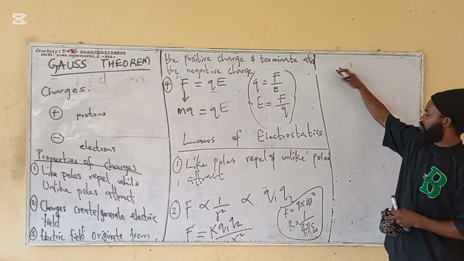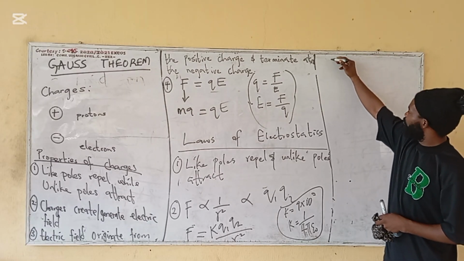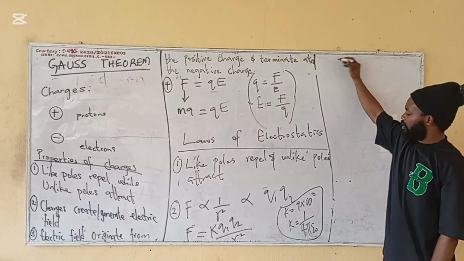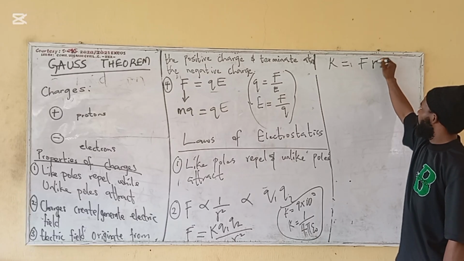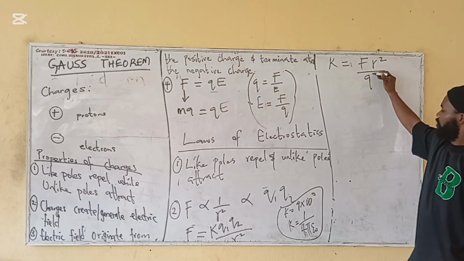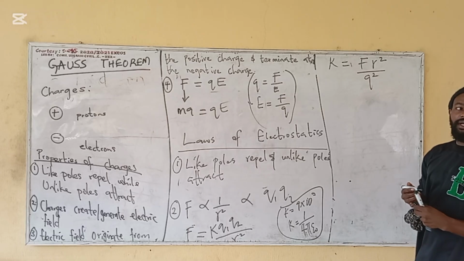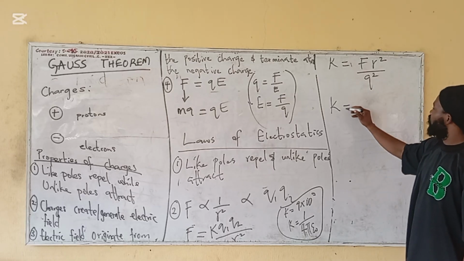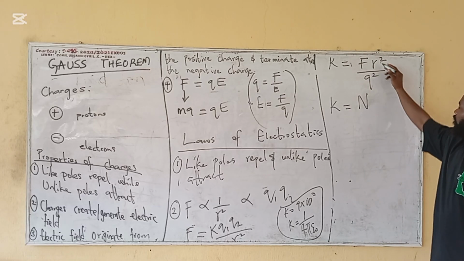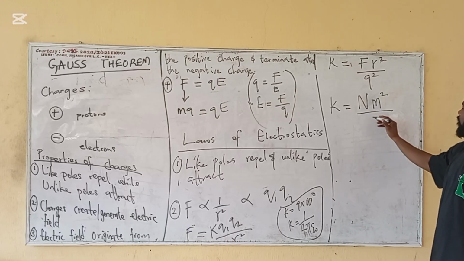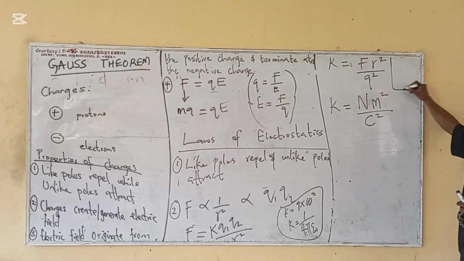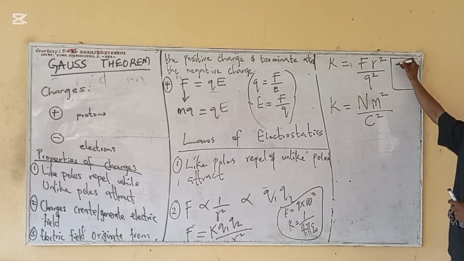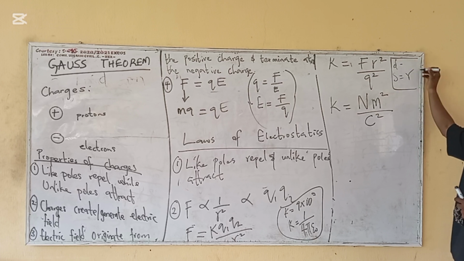So if that be the case, to get what K is here, let me make K the subject of the formula. So I now have K is equal to F R squared over Q1 Q2, which is the same as Q squared. So K is equal to force in Newton, meter squared, over Coulombs squared. Very, very sharp. And please, you need to note that once you are doing electricity, anywhere you see distance, D or S, you are supposed to put R.